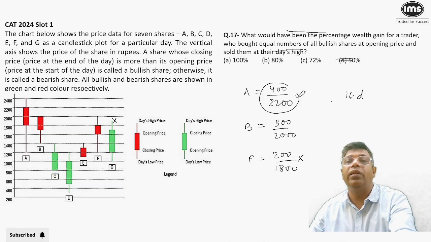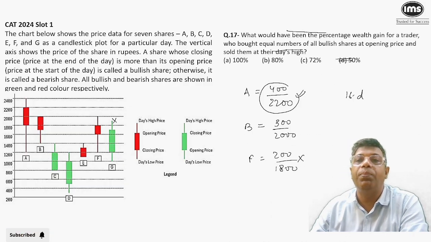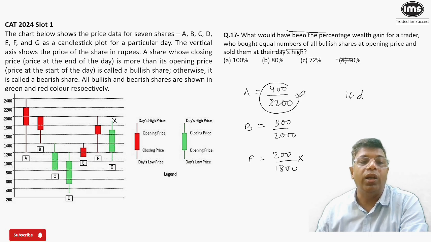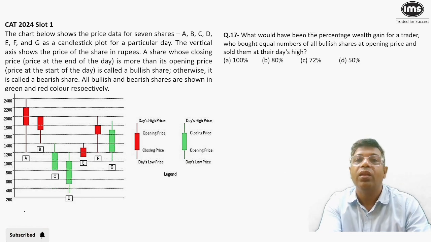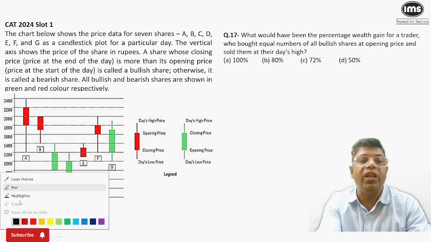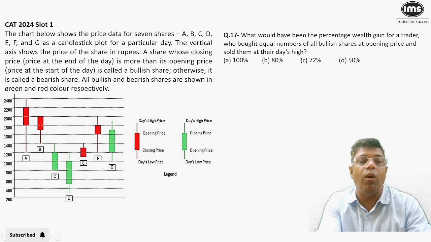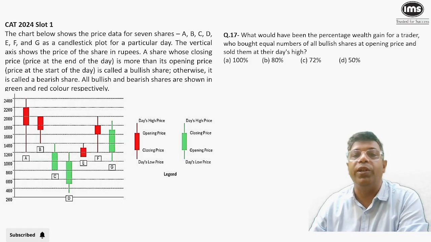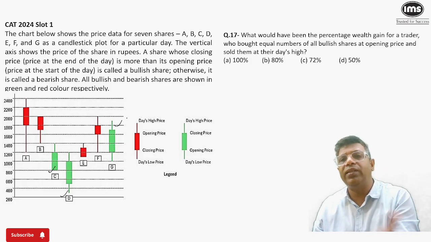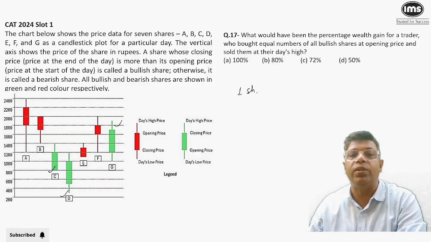And let's look at the next set. What would have been the percentage wealth gain? Now I have to calculate the percentage wealth gain for a trader who purchased an equal number of shares of all the bullish shares. You can clearly say that he is buying all the shares that are bullish, which means he is buying C, D and G, in equal numbers. So let us assume that he is buying one share each of C, D and G.